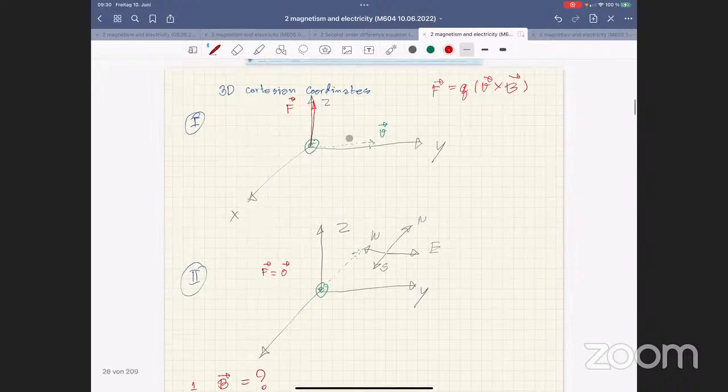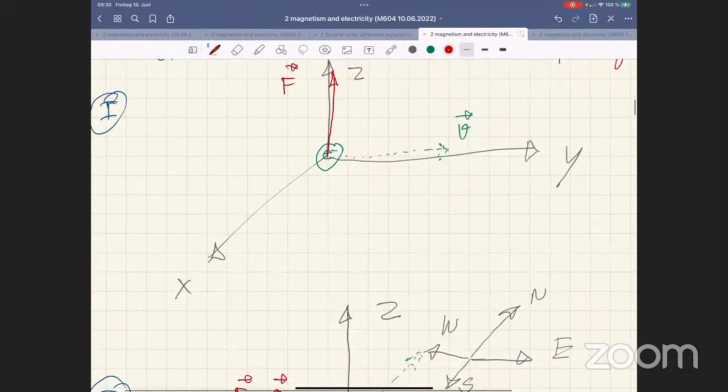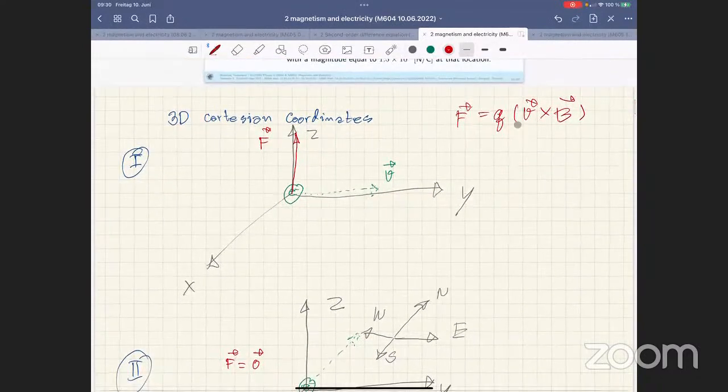So from the first scenario, if you apply the right-hand rule, you curl your forefingers from V to B. What should the direction of B be so that we can get the F direction pointing upward like this? Which direction should B be so that F points upward?